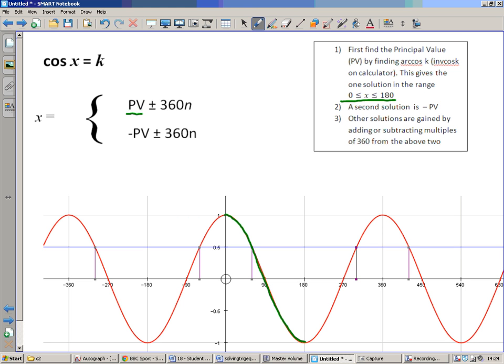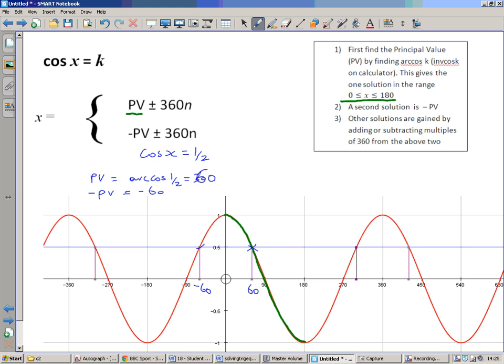So let's just say we've got the equation cos x equals a half this time, as we did before. Cos x equals a half. Now in this case, our principal value is equal to arc cos of a half, which is equal to 60 degrees, which is this angle here. Now in this case, the other value, unlike before, is minus the principal value, so minus PV, which is minus 60, which is this one here.